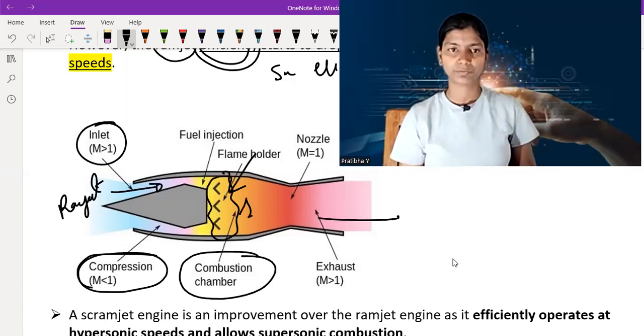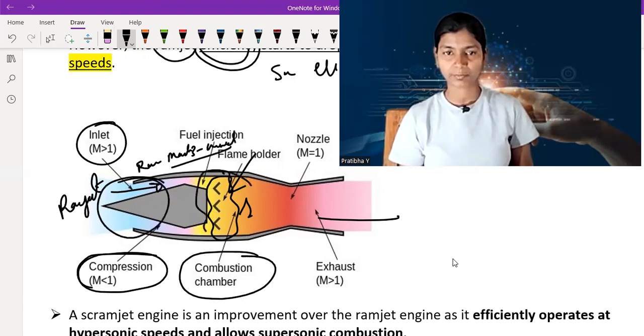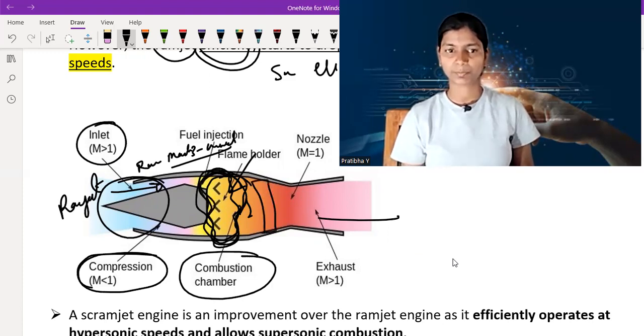A ramjet moves at a speed between Mach 3 and Mach 6, and uses its speed to compress the air. In combustion we use fuel to mix with that air and ignite it. So remember, compression of air happens here, combustion here, and exhaust here.